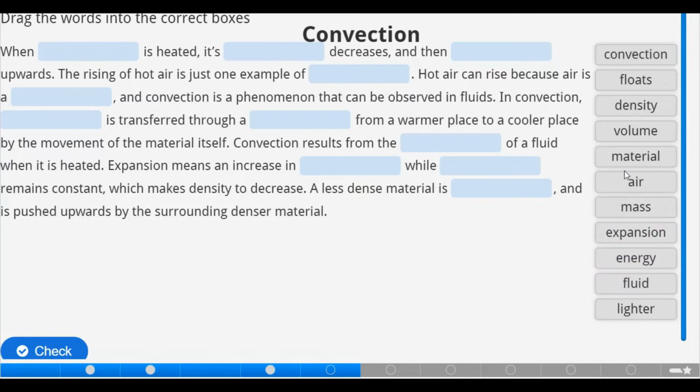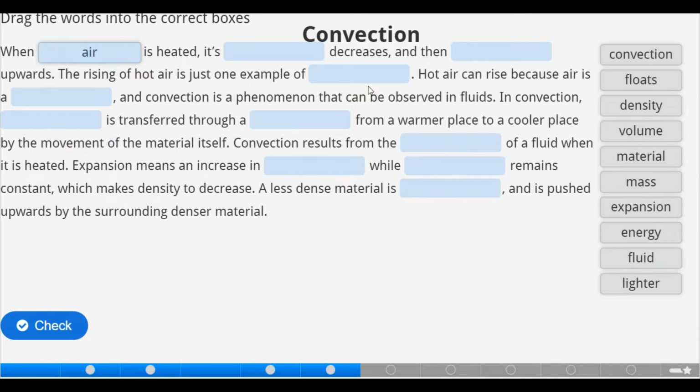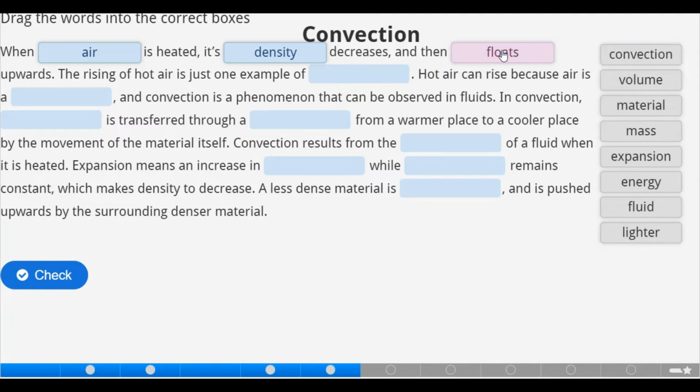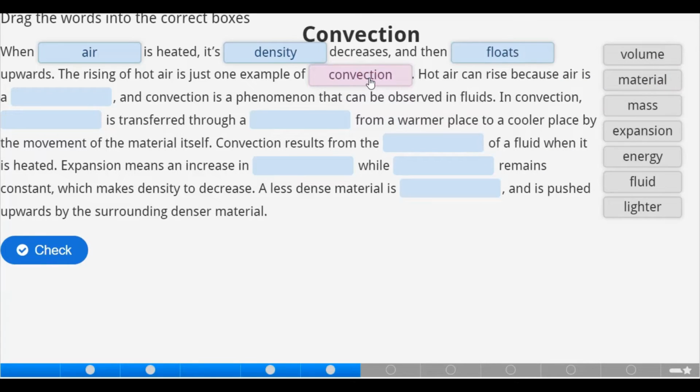When air is heated, its density decreases and then it floats. That is, it goes upwards. The rising of hot air is just one example of convection. Hot air can rise because air is a fluid, that is, it can flow. And convection is a phenomenon that can be observed in fluids.